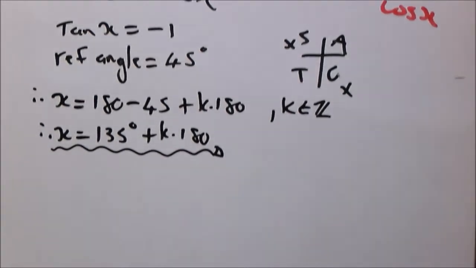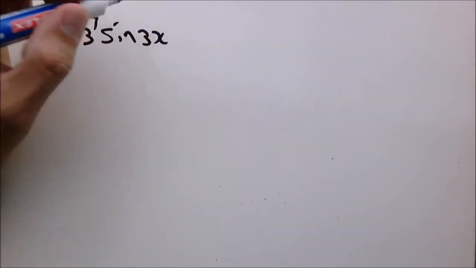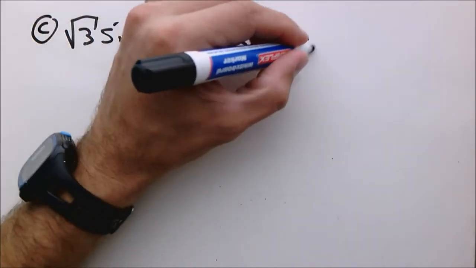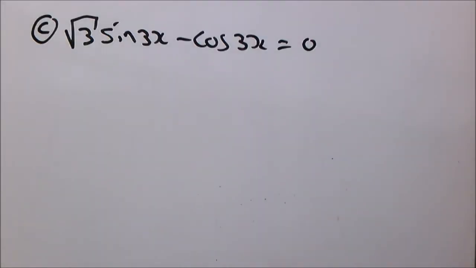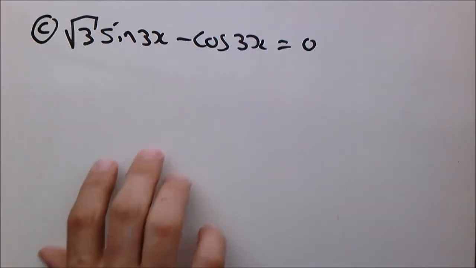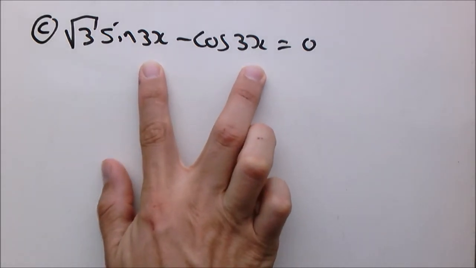And it looks quite similar, but maybe just one step up in difficulty level, but not too difficult. So square root 3 times sine 3x minus cos 3x equals 0. And remember, to apply this method, the angles have to be the same. You can see both angles, they're not x, but both of them are the same as 3x.